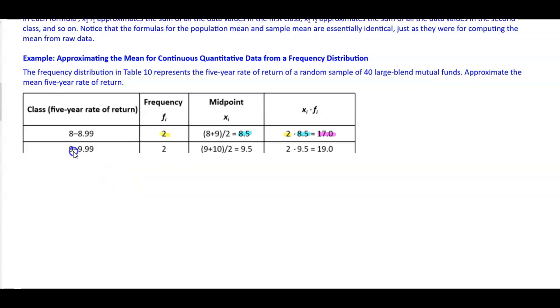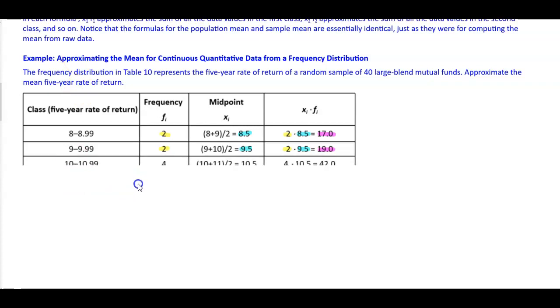Okay, the next class we have 9 to 9.99. So we know that we have a frequency of 2. So we're going to multiply that by 2, and then we got to find the midpoint. Well, the midpoint is taking the 2 lower class limits, 9 plus 10, divided by 2 gives us 9.5. So 2 times 9.5 is going to give us 19.0.